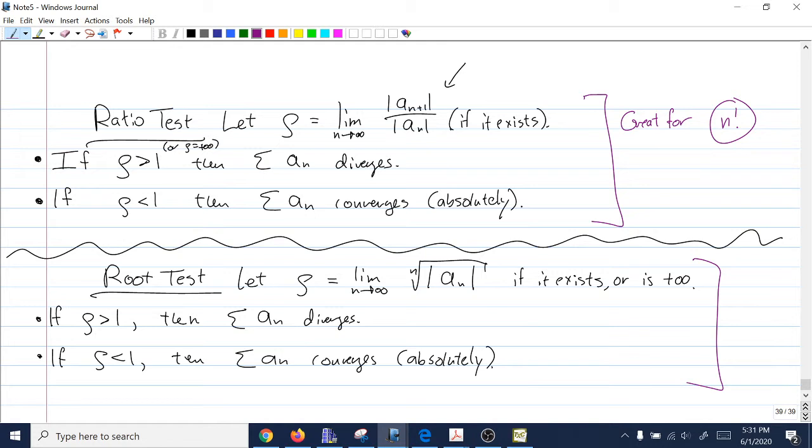When you have the root test, not the Groot test. I'm starting to write Groot test. I'm so excited about the Groot test all of a sudden.